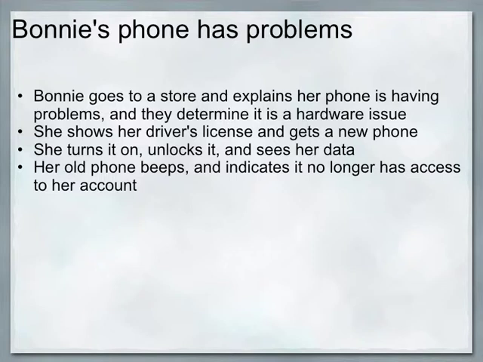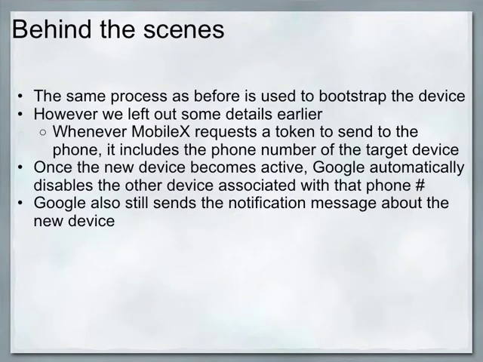Great, turns it on, and just like with her first phone, it comes on, it shows her name, but asks her to unlock it, types her code, all the magic happens with the different tokens, and she sees her data. Now, something else that she might notice is that very soon her other phone would beep and indicate it no longer has access to her account. So how did that happen?